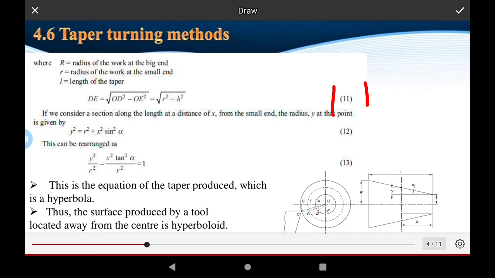Consider this section. Starting the operation at a distance of x from the small end, the radius y at that point is given by y square equals small r square plus x square sine square alpha. This can be arranged as this value, and find out the value of L.